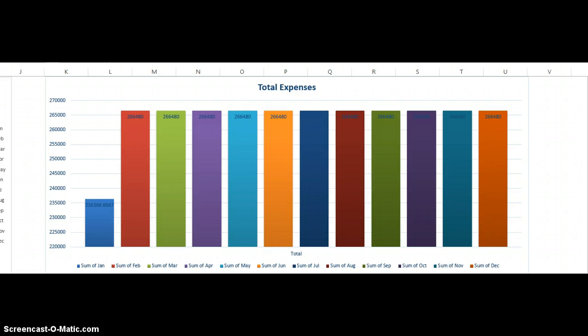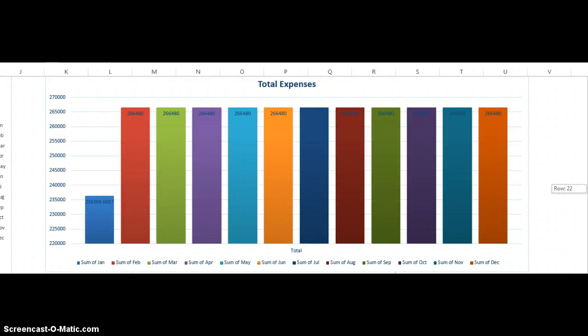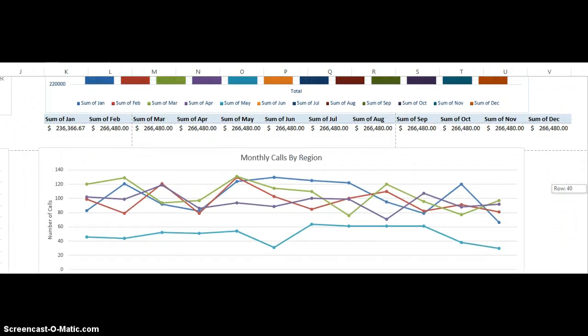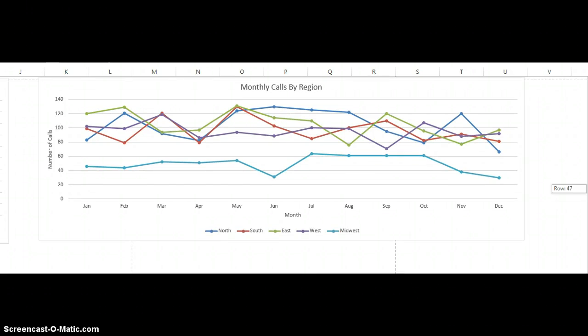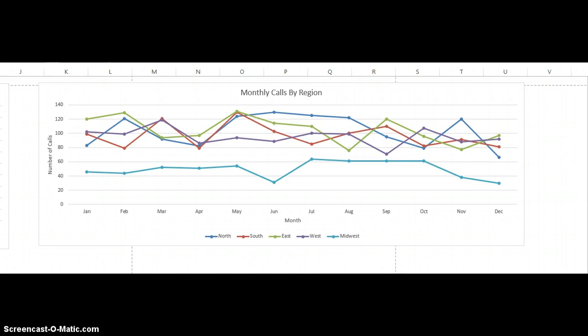By doing our total expenses, we added up the marketing expenses and also the monthly expenses, so we can see how much we're spending each month. Right now, we're spending a pretty even amount each month on expenses, except for in January, we're spending a significantly lower amount of expenses. The next chart that we have down here is going to be monthly calls by region.